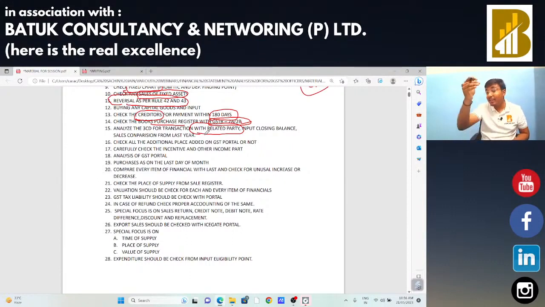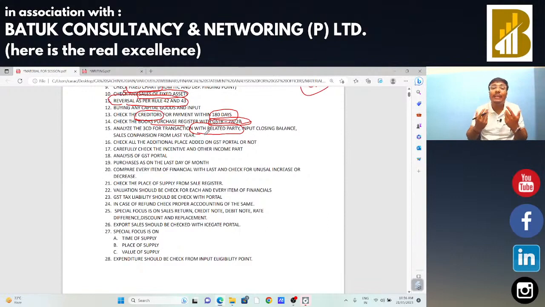So by analyzing the form 3CD, we can easily analyze who is the related party of that particular entity, and if there is any transaction with the related party regarding interest, regarding sales, regarding purchase, in that case we need to check the same.